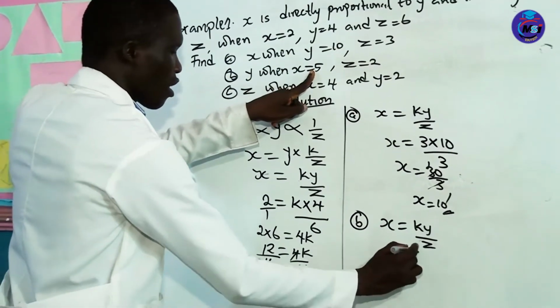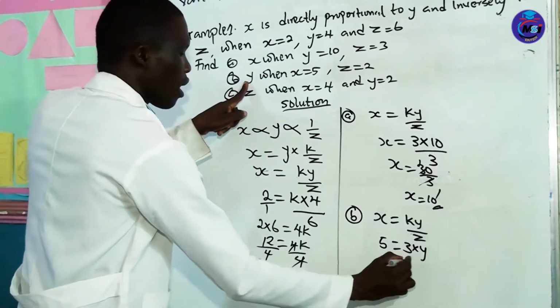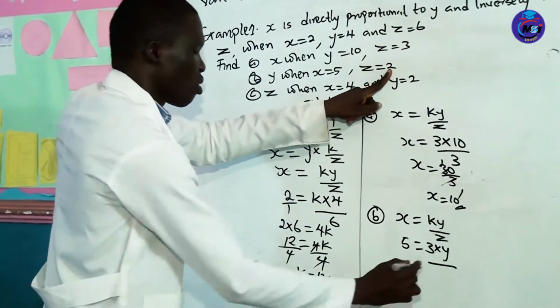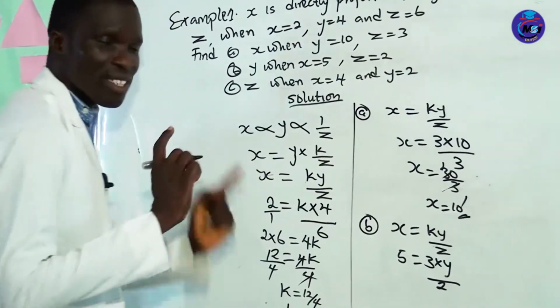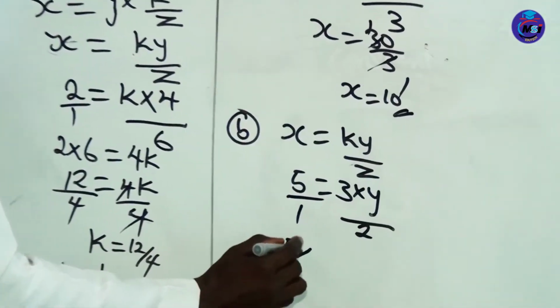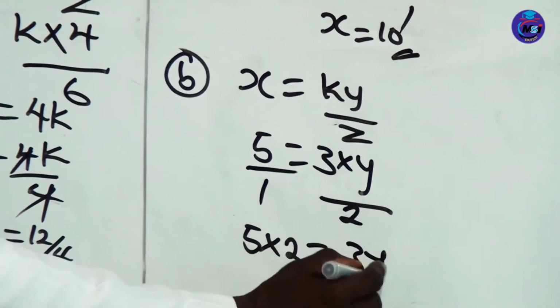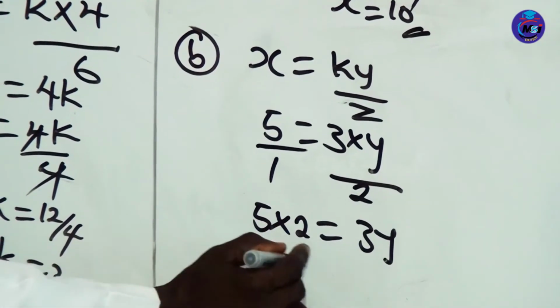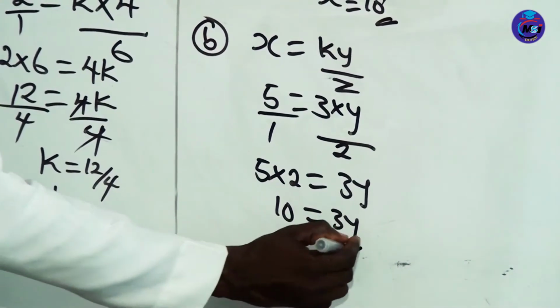K is 3. Y is what we are looking for, and Z is 2. So your eyes have to be working here so that you don't mix it up. Divide this by 1. Cross multiply: 5 times 2 equals 3 times Y, which gives 3Y. 5 times 2 gives us 10. 3Y equals 10. Remember, you divide this by 3.